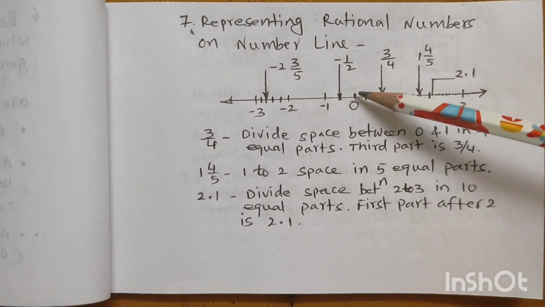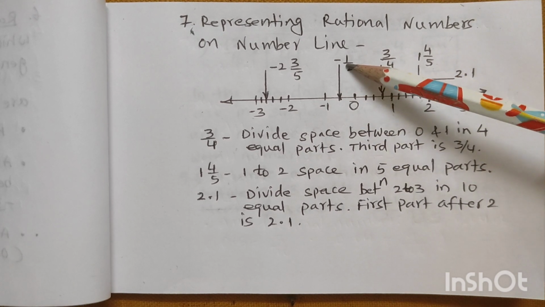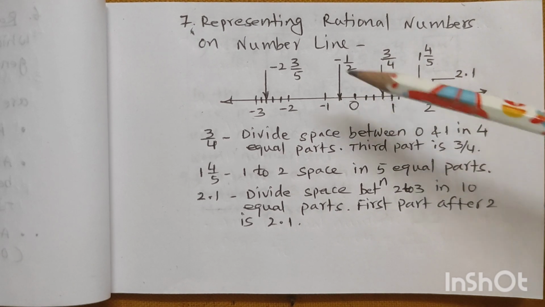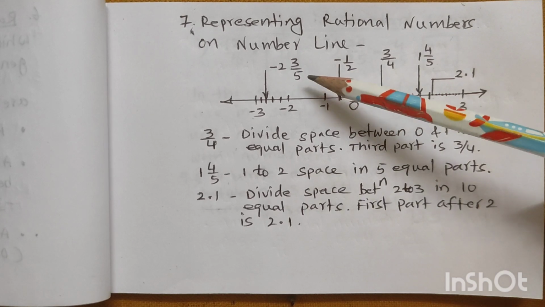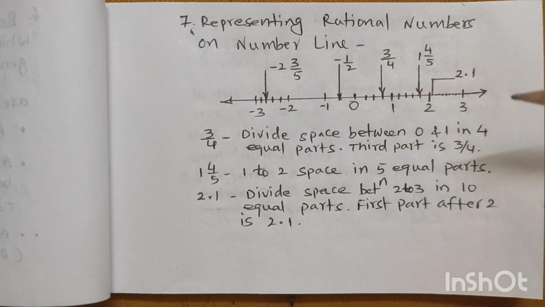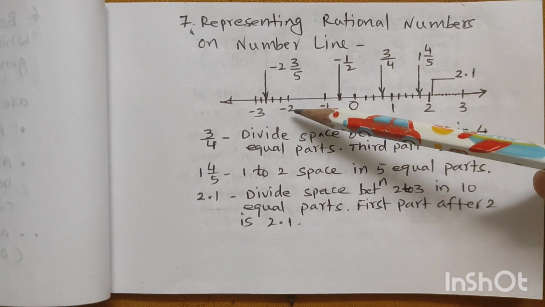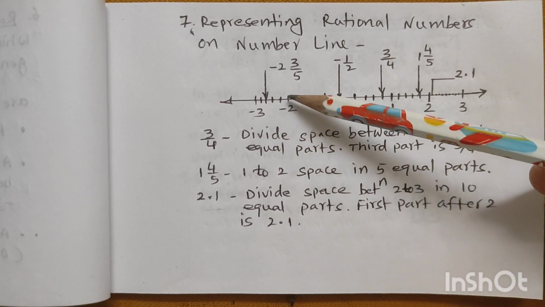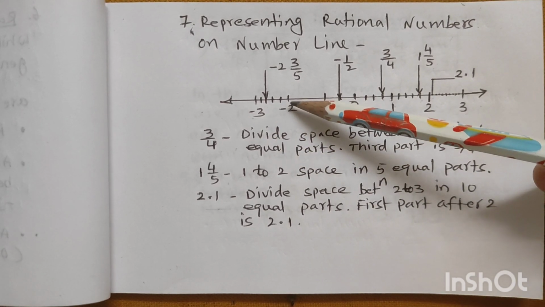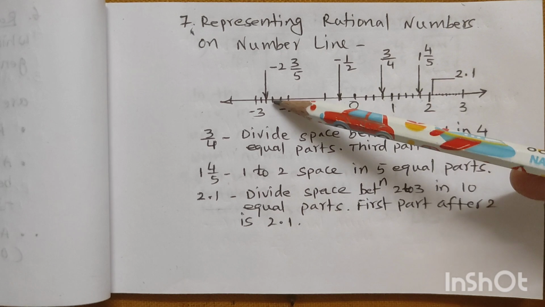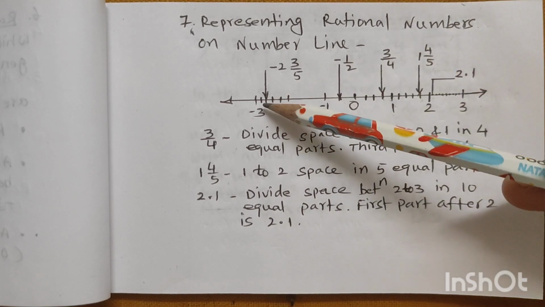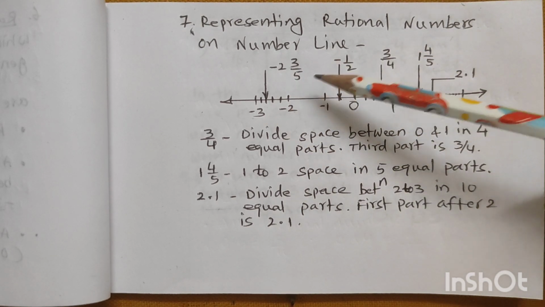Similarly on the negative side, minus half is represented here. Minus 2 3 by 5 is represented here. See here, the space between minus 2 and minus 3 is divided into 5 equal parts by drawing 4 additional small lines. And the third part is minus 2 3 by 5.